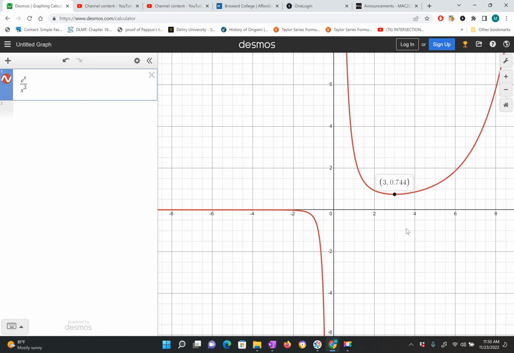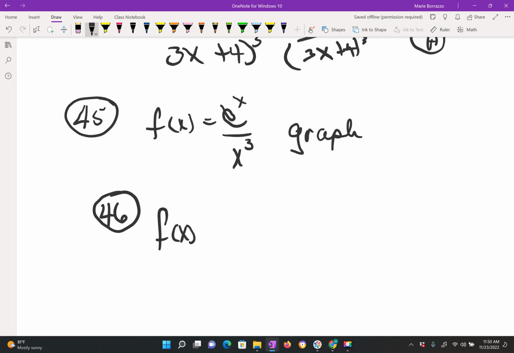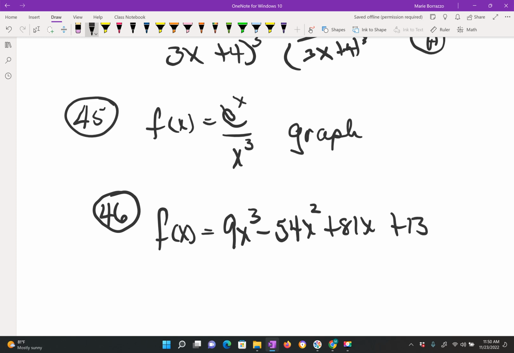Okay, let's take a look at the next one. I think the next one is another one that I may or may not include. So this one, simply graph to find the minimum. 46 is another one of those that I may or may not include in the test because of the size of the example in terms of graphing it. So if you were to graph this on Desmos or any other technology, you would have to be very cautious with the window that you choose as far as the window selection.